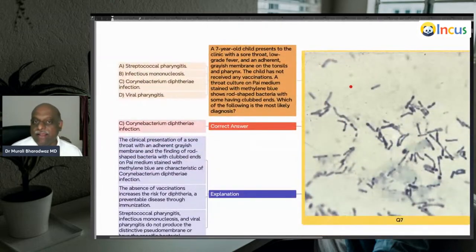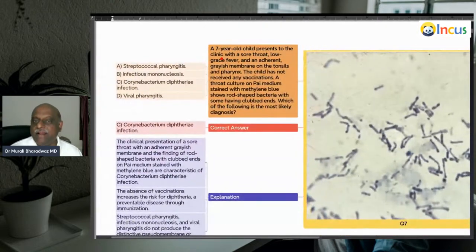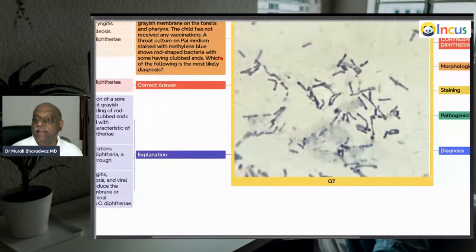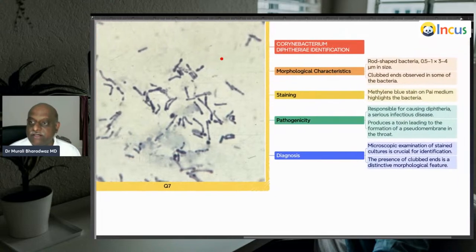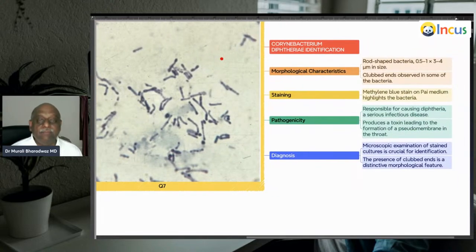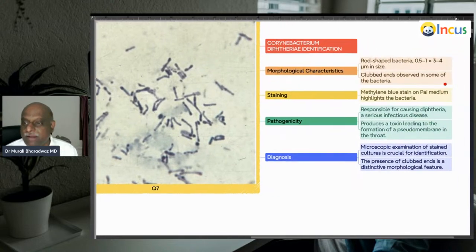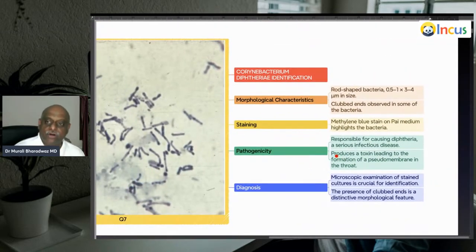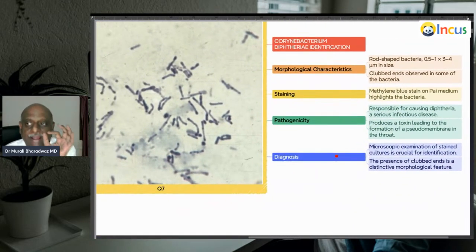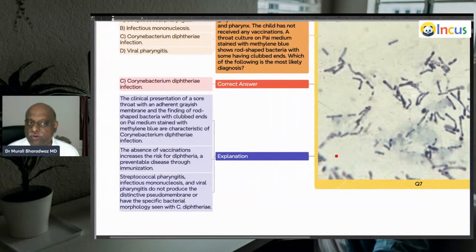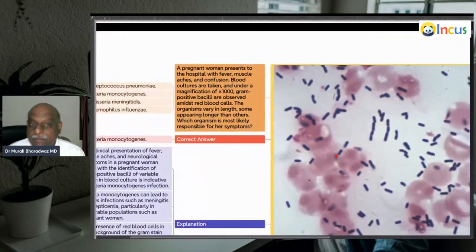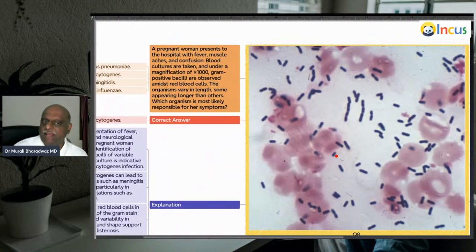Now, doctor, a 7-year-old child presents to the clinic with sore throat, with low-grade fever, adherent grayish membrane on the tonsils. And what you are able to see here, doctor, the methylene blue stain on the pie medium is highlighting this bacteria. There is a rod-shaped bacteria with the clubbed ends, which is typical of Corynebacterium diphtheriae, is what you need to remember. A pregnant woman presents with fever, muscle aches, and confusion.